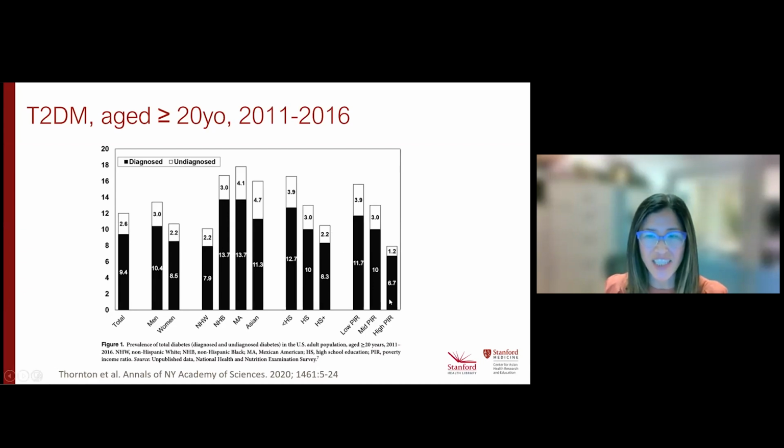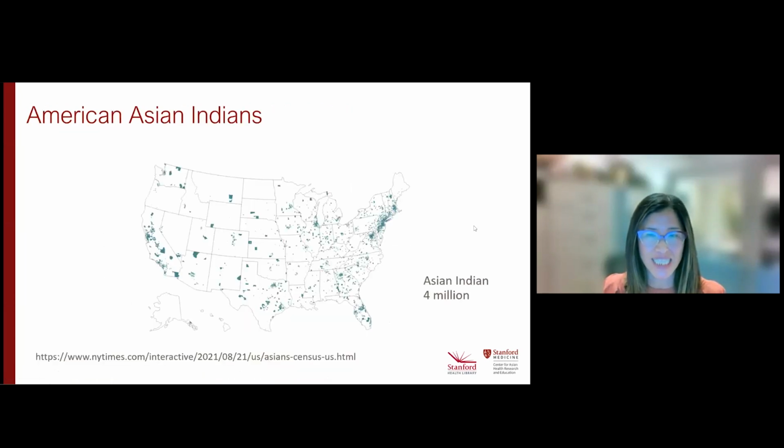And then the last section here refers to income, low, middle, and high. And again, income also associates with prevalence of diabetes. So there are a lot of factors, including this bucket called social determinants of health, that affect risk for disease like diabetes. I want to put a lens on the 2 populations that I've been focusing on, American Asian Indians. This graph obviously is of the United States, and it shows areas where there are greater populations of Asian Indians in the United States.